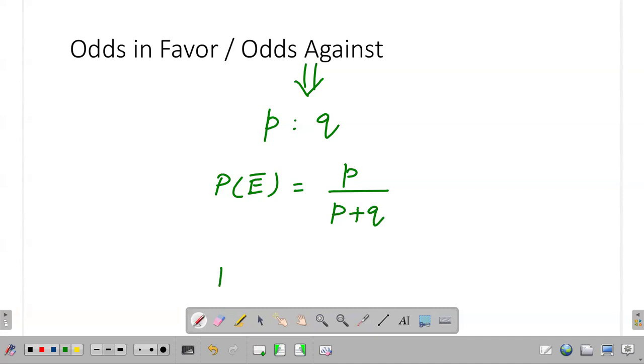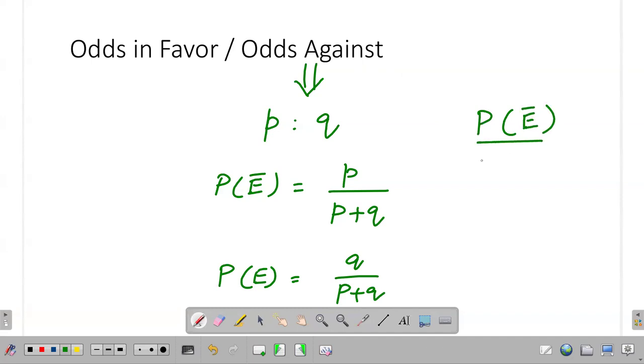And the probability that the event E happens, that will be Q divided by P plus Q. So, odds against an event is basically the probability that the event E does not happen divided by the probability that the event E happens. So this is what odds against an event actually represents.